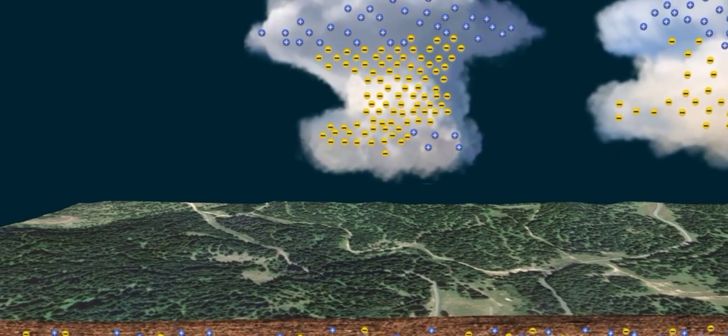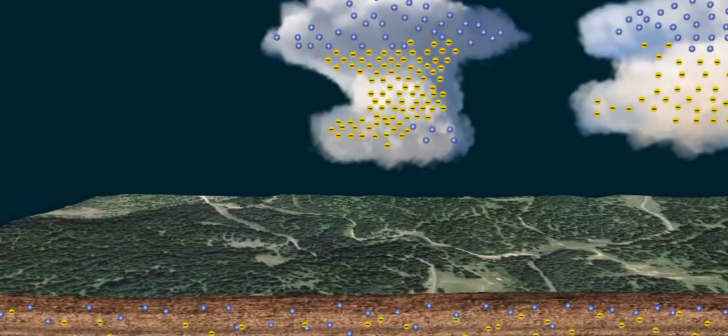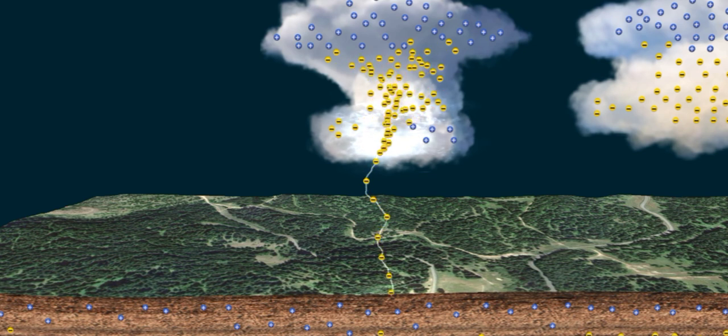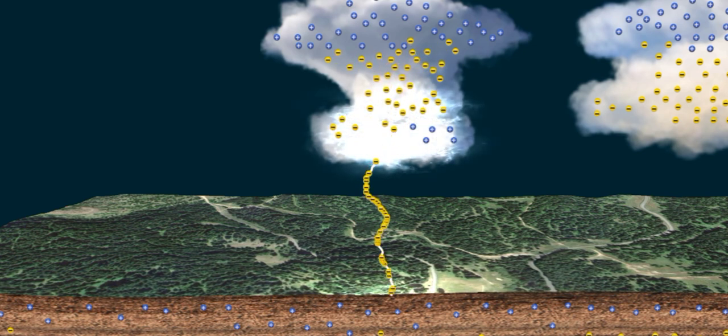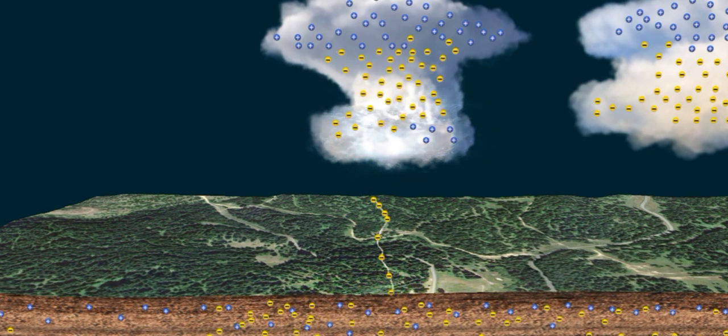The negative charge accumulated in the lower part of the clouds repels the negatively charged particles located right below the Earth's surface, and therefore the ground becomes positively charged. Consequently, an electric potential difference occurs between the clouds and the Earth's surface. This difference is equalized in the form of lightning.